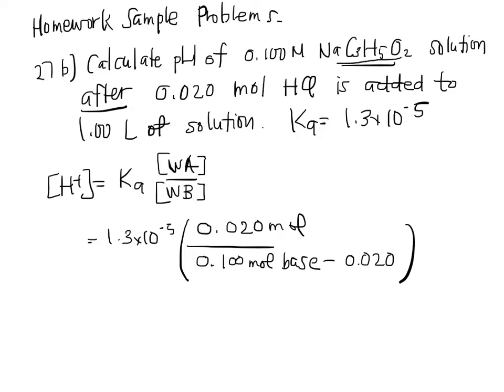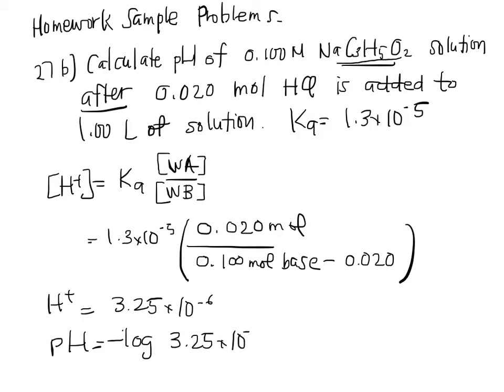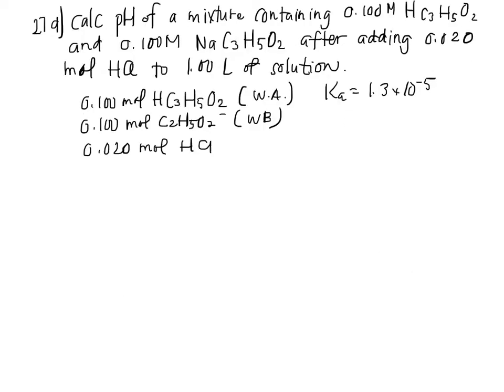So then we're going to get H plus. H plus is going to be equal to 3.25 times 10 to the negative 6. I can convert H plus to pH. pH equals the negative log of 3.25 times 10 to the negative 6. And so that should equal 5.49.